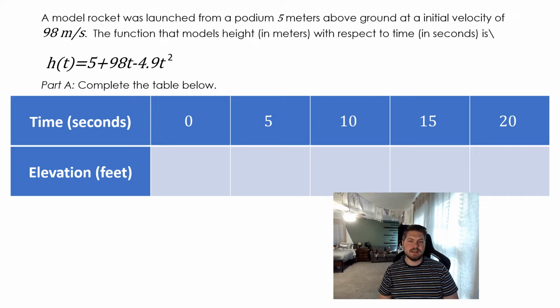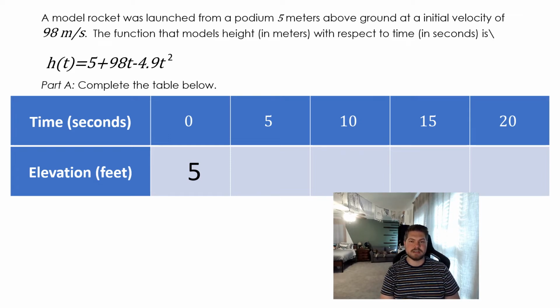And so 0 squared is 0, 0 times 4.9 is 0, 0 times 98 is 0, and then plus 5 is all we're left with. So we get 5. And then we're going to plug in 5.